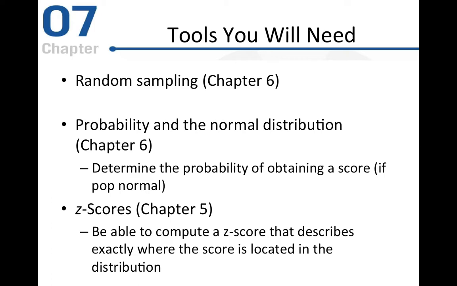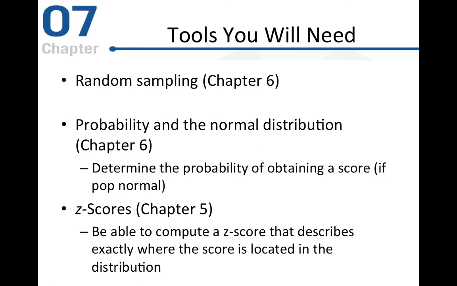Okay, so as I mentioned, things you'll need to know: random sampling, which we're going to go over again, probability and the normal distribution, so determining the probability of obtaining a score if a population is normal, which we've talked about, and that's going to be very important for this chapter, so it's really necessary that you know that. That's why we spent so much time on it. I hope that you have a good grasp of it. Touch base with me if you don't.